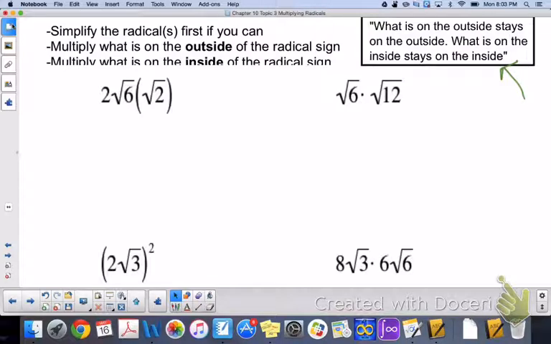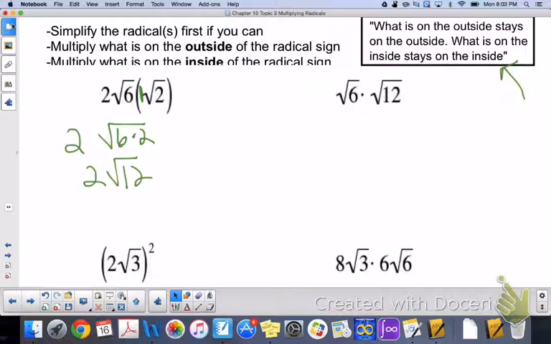Okay, so what I mean by that. In this first problem right here, we have 2 root 6 times root 2. So that's really a 1 root 2. So what's on the outside are the 2 and the 1. So 2 times 1 is just 2. And then what's on the inside, we have root 6 and root 2. So you can multiply those. 6 times 2, and that stays on the inside. So 6 times 2 is 12. We have 2 root 12.